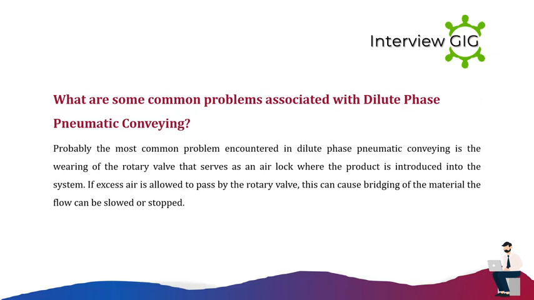What are some common problems associated with dilute phase pneumatic conveying? Probably the most common problem encountered in dilute phase pneumatic conveying is the wearing of the rotary valve that serves as an airlock where the product is introduced into the system. If excess air is allowed to pass by the rotary valve, this can cause bridging of the material. The flow can be slowed or stopped.